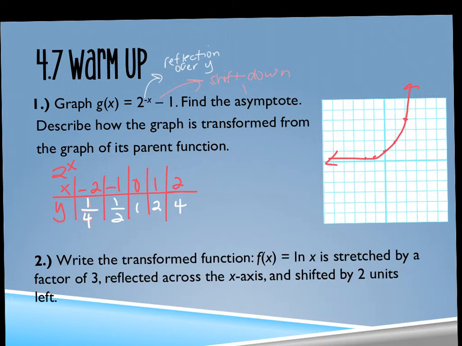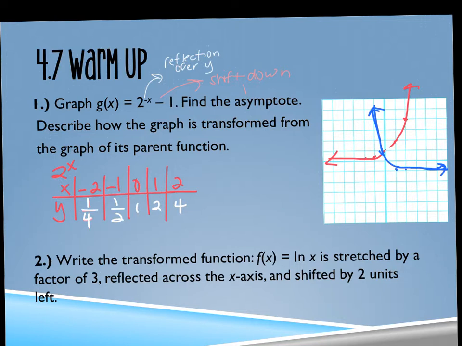So now if I were to take and shift these points, flipping it over the y means it's going to reverse so that it now looks like this. And then shifted down 1 means all these points would move down to here. So that's one way to graph it, is to use the transformations. I've done it in different colors. This would be the graph of 2 to the negative x minus 1.